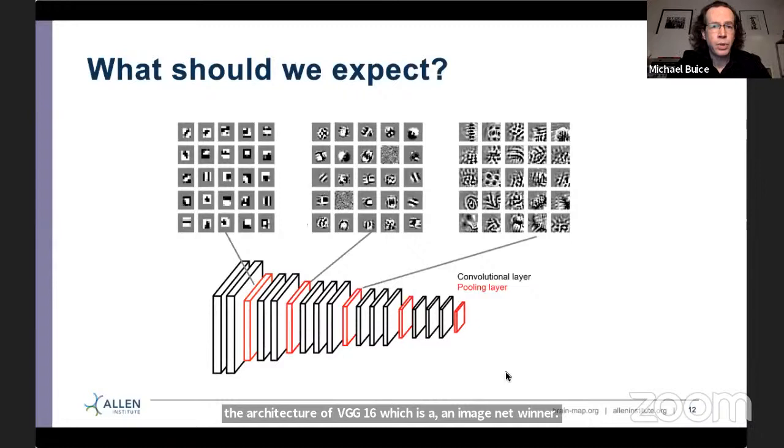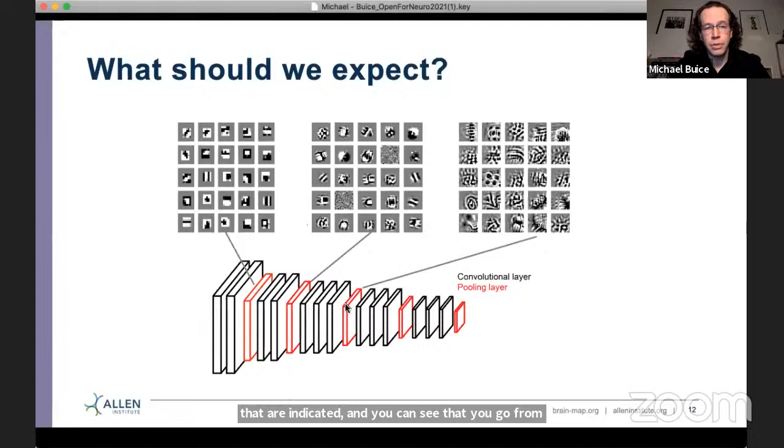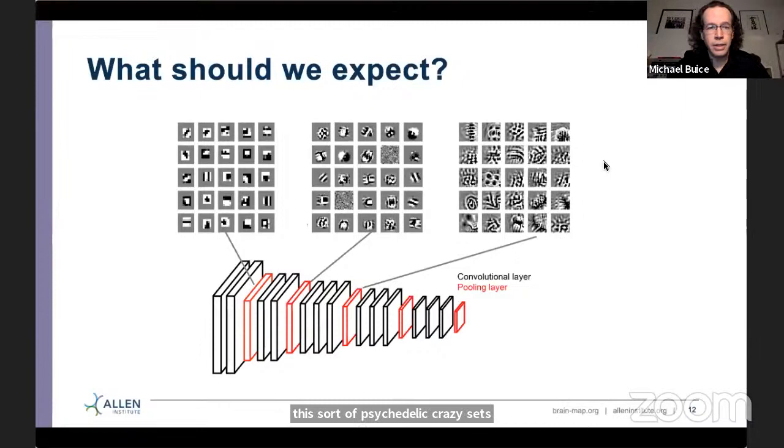And what's been plotted here are the optimal driving stimuli for a handful of units in each of these layers that are indicated. You can see that you go from relatively simple features to, when you're most of the way through the network, these psychedelic crazy sets of stimuli that drive the cells. And so here's where you're getting your sparse, very strange features.